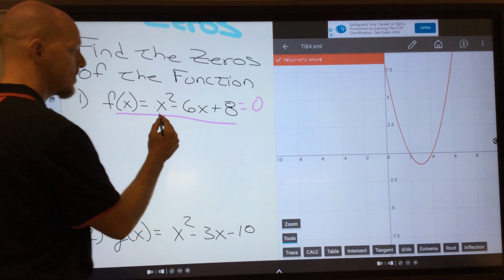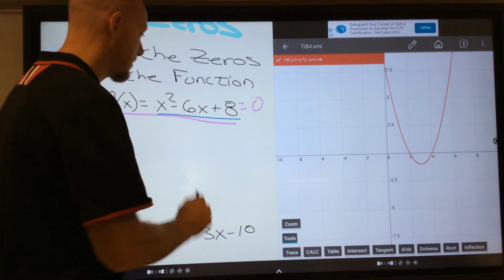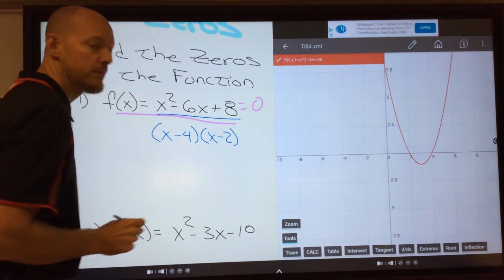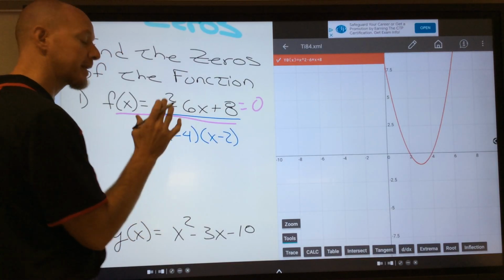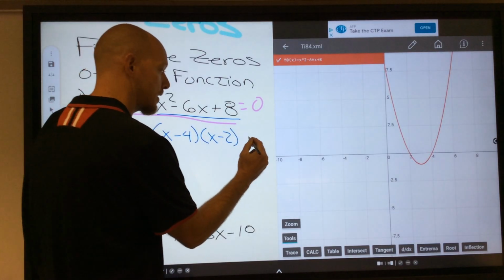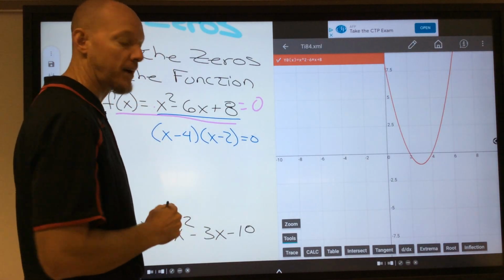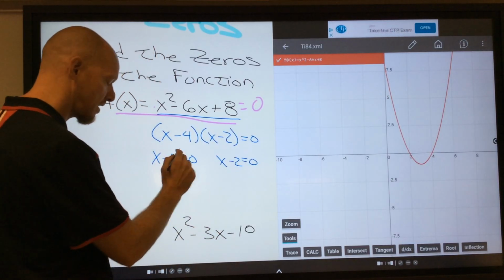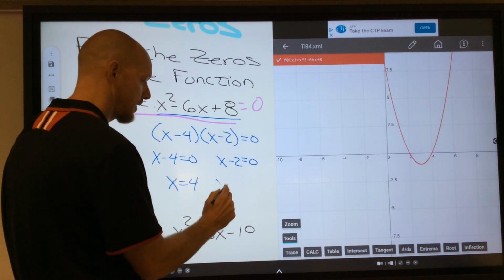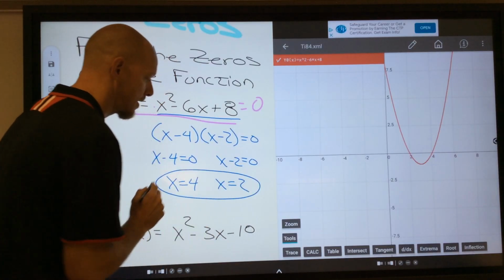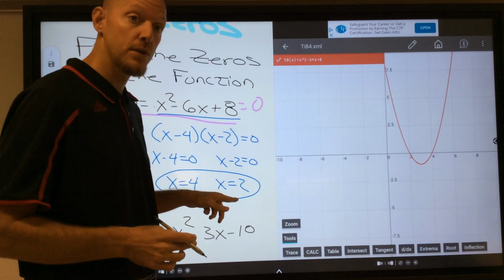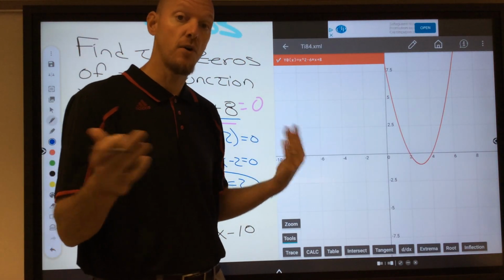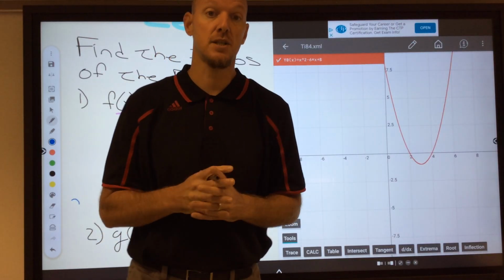So we understand that this is the function we're trying to find the zeros of. If I factor this as x minus 4 times x minus 2, now I can apply the zero product theorem because I'm trying to figure out when this expression is equal to 0. That's what it means to find the zeros. So I'd say x minus 4 equals 0 and x minus 2 equals 0, which upon solving gives x equals 4 and x equals 2. My zeros in this case are 4 and 2, which makes sense because my x-intercepts on the graph are also 4 and 2. So they have that connection.